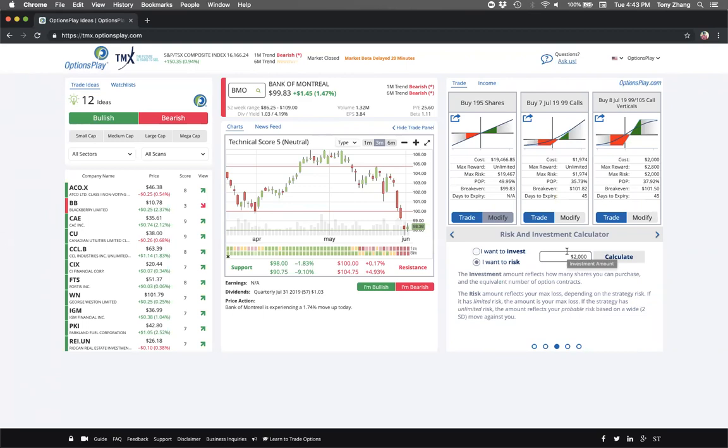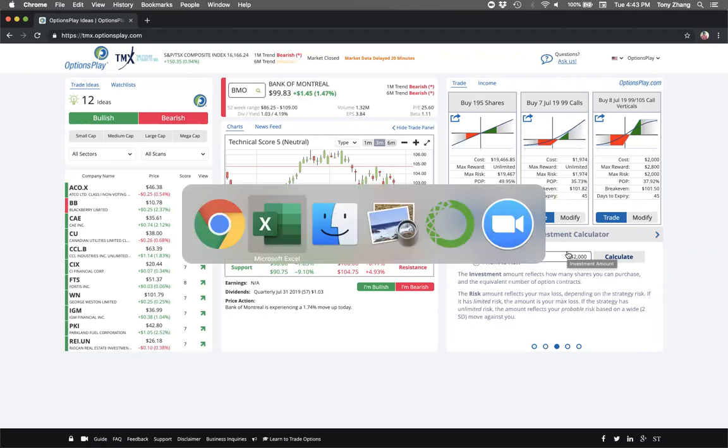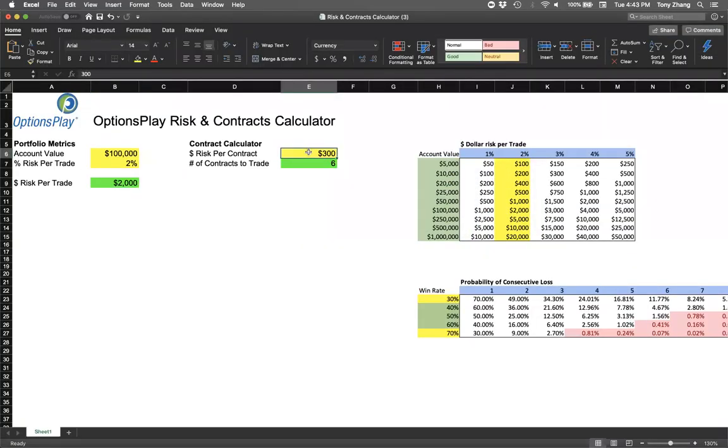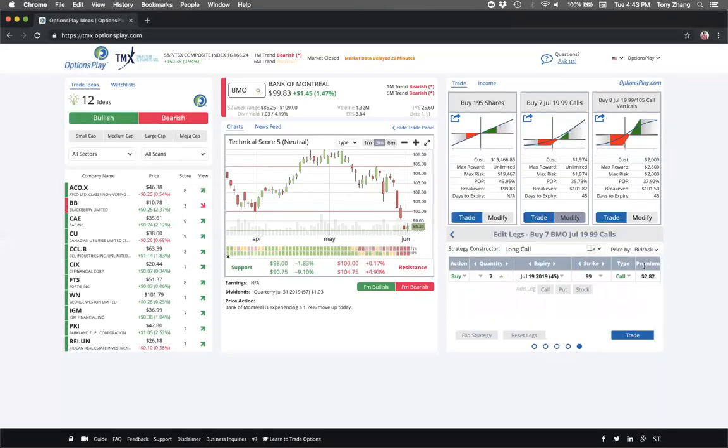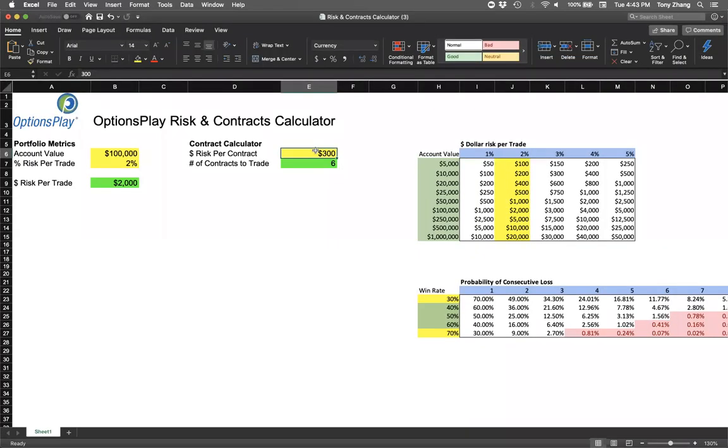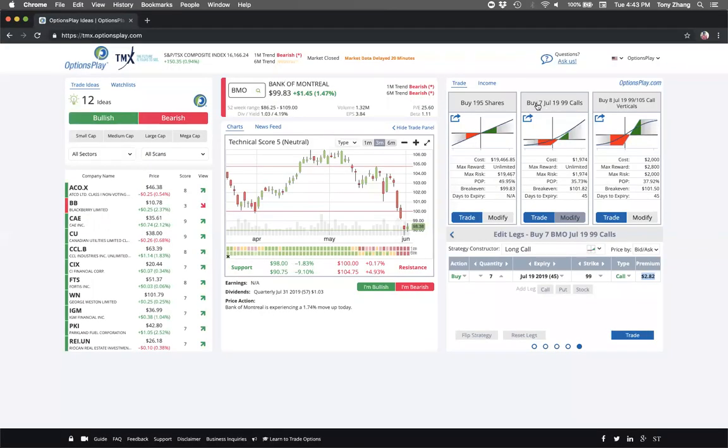And for those of you that don't use OptionsPlay, or if you're using another platform to help you decide how to trade, you can always use this calculator to plug in the dollar amount per trade. So for example, this premium on this call option is 282, so you can plug in 282 and it'll spit out the 7 contracts. But like I said, OptionsPlay does the work for you, so it automatically calculates that you can trade 7 contracts right here on your screen.